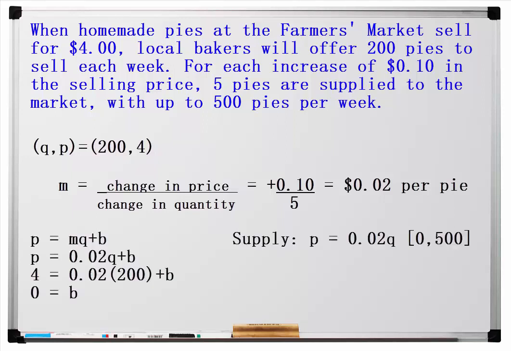Plugging in 0.02 for M, we get P equals 0.02 Q plus B. Now we can use the point to determine B. We find that B equals 0, and so the supply function is P equals 0.02 Q, and the domain of this function is between 0 and 500 because at most 500 pies can be supplied each week.